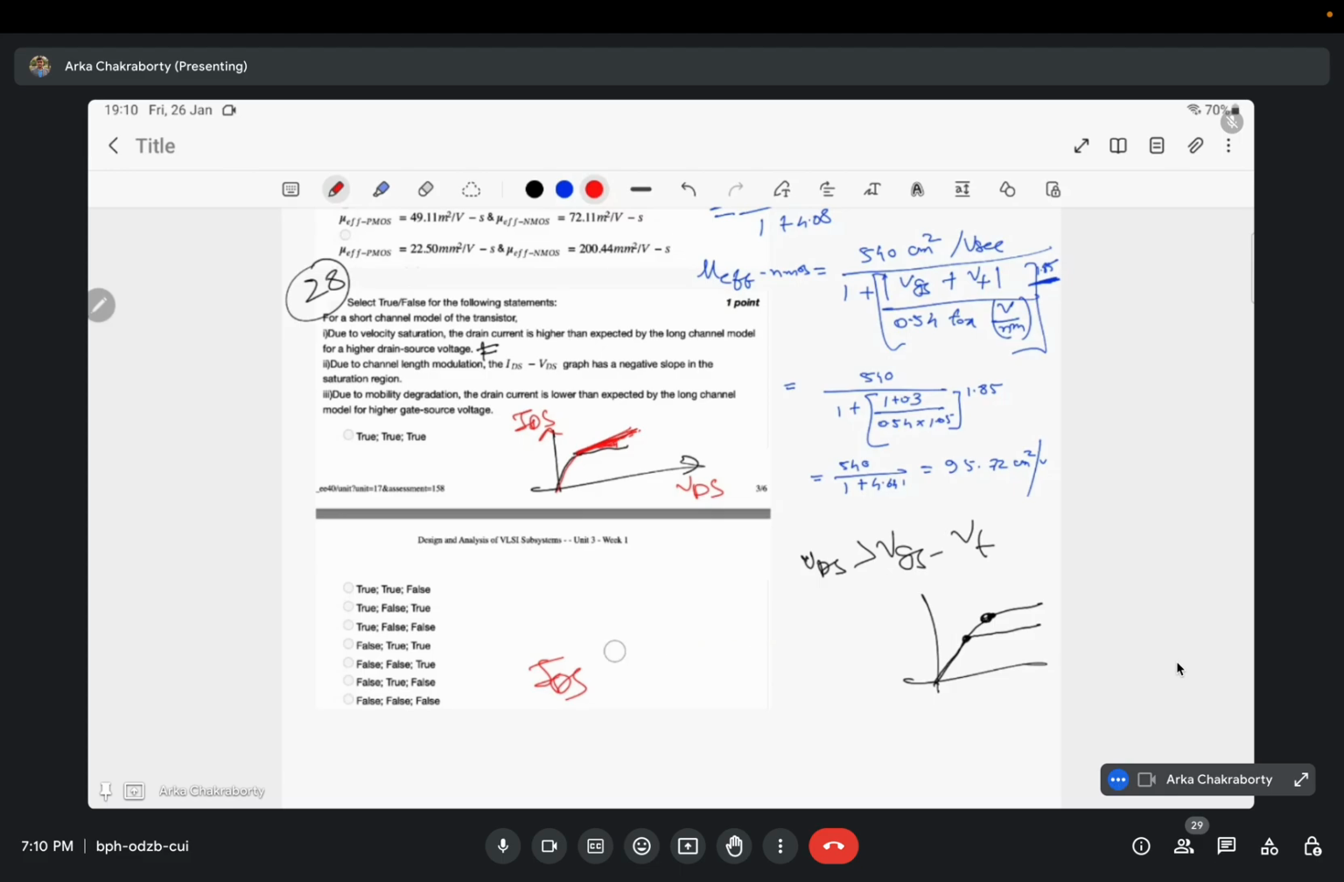So, given that due to channel length modulation the IDS VDS graph has negative slope in the saturation region. It's simple, V equals IR. The current is increasing, which means the resistance is decreasing, right? So the VDS versus IDS curve would have positive slope, and the IDS versus VDS curve would have negative slope. So it is true.